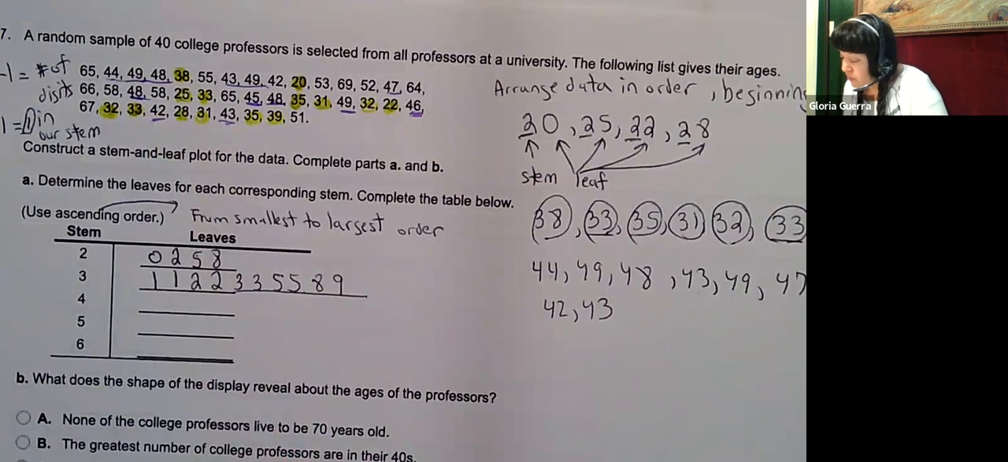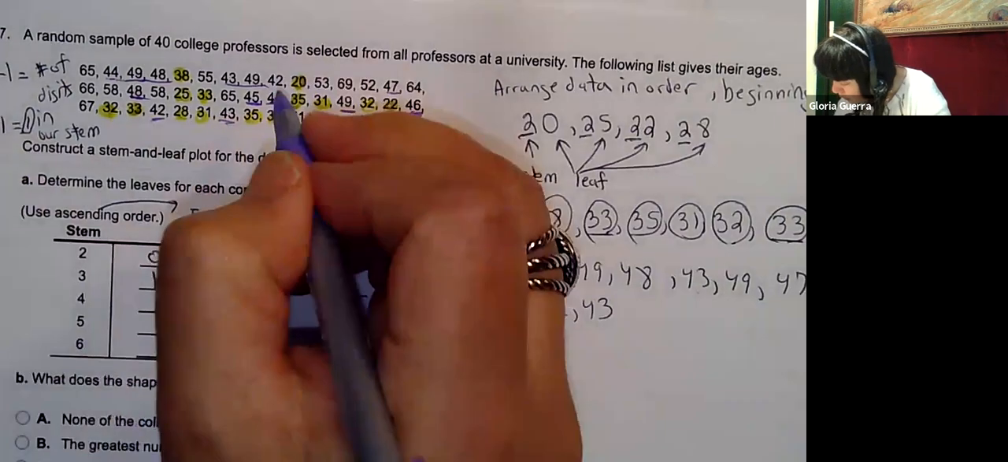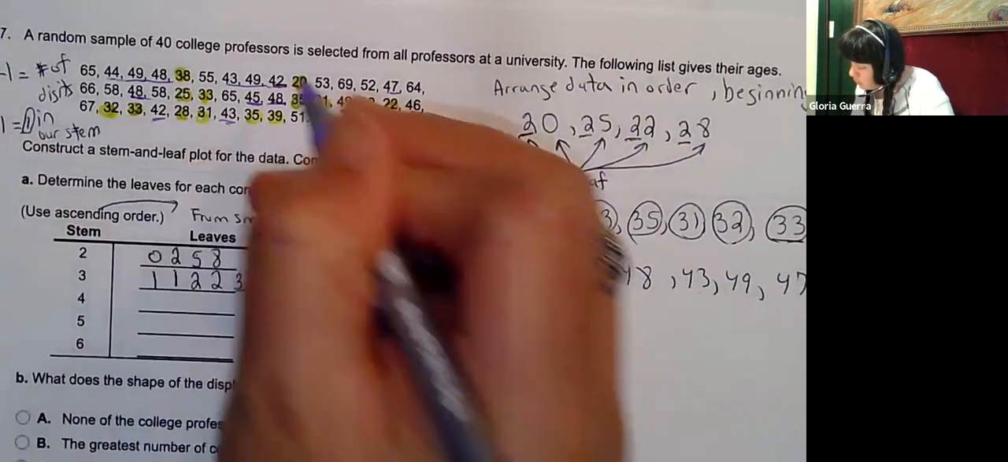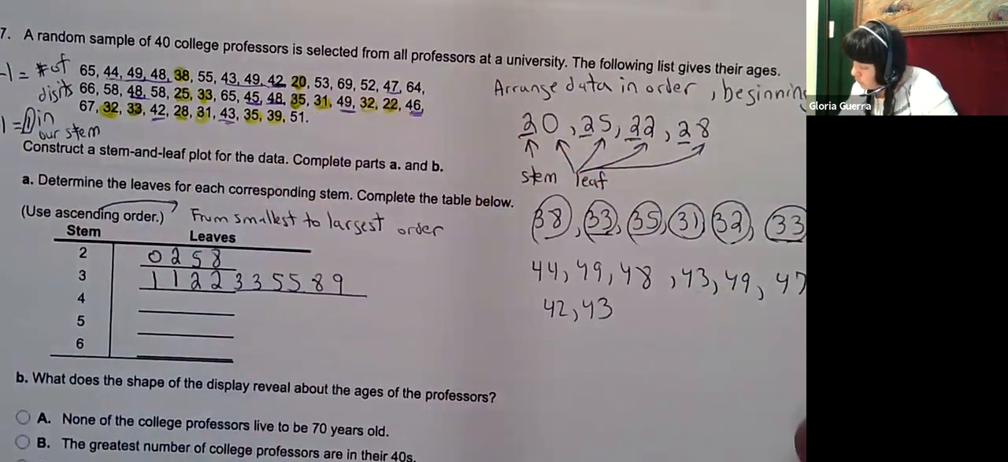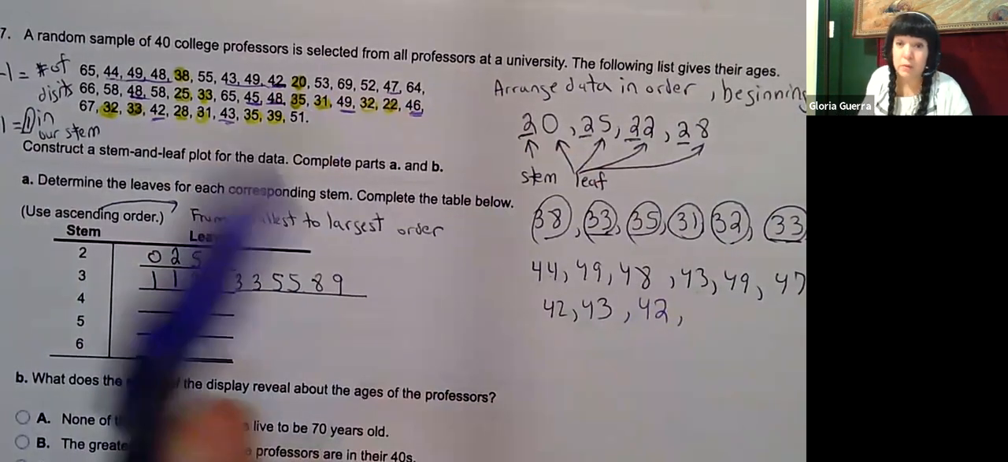Okay, looks like I left one off. Yeah, I left off this 42 right here, didn't I? After I did 43, 49, 42. Yeah, okay. So I got them all. So you want to double check.